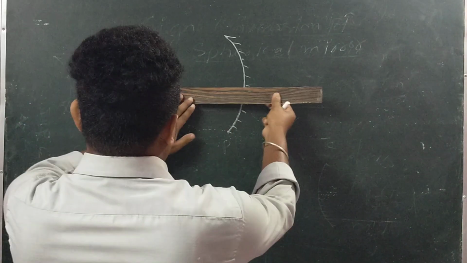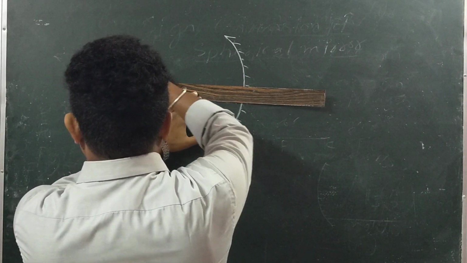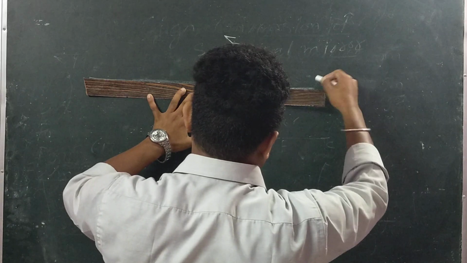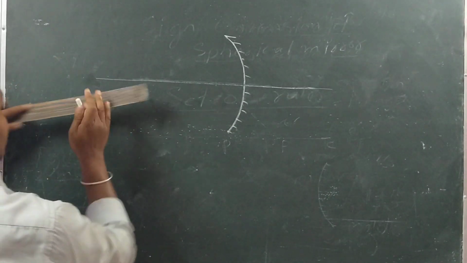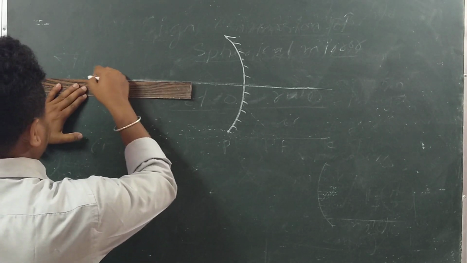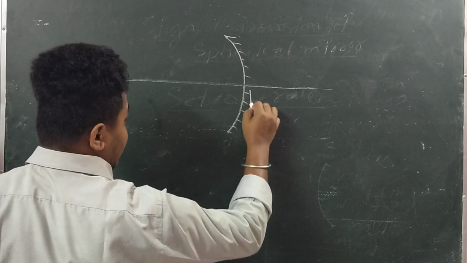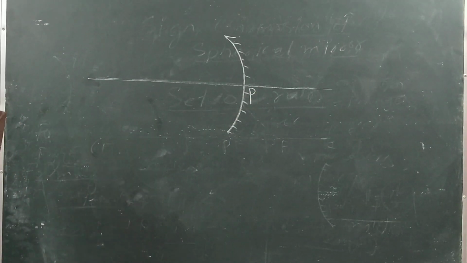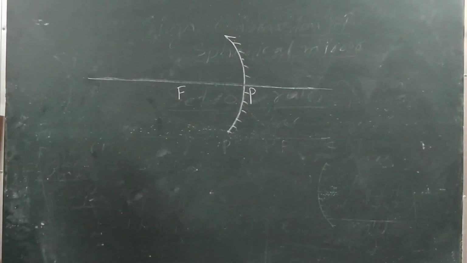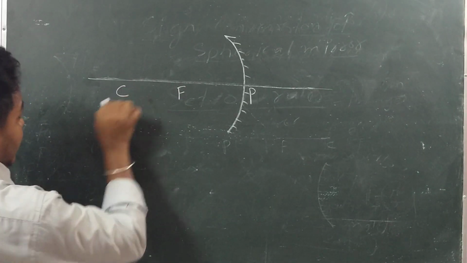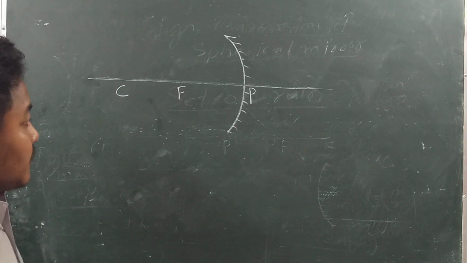So this will be its principal axis. This is called the principal axis of a spherical mirror. This is called the pole of the mirror. This is the principal focus of the mirror, and somewhere here will be the center of curvature of the mirror.